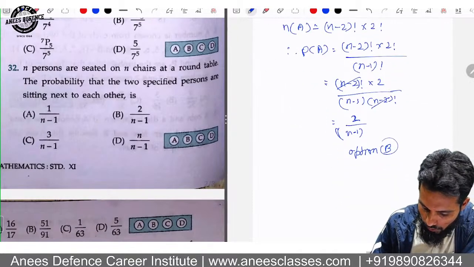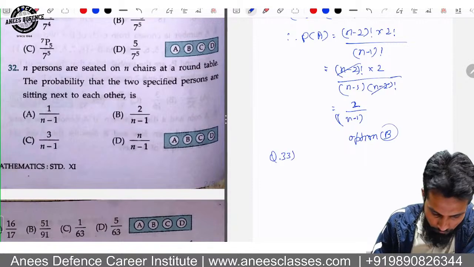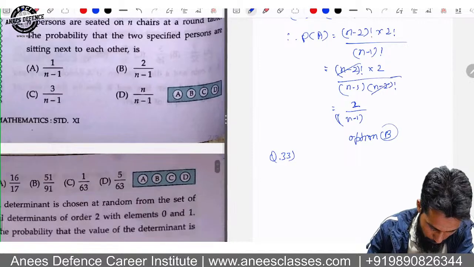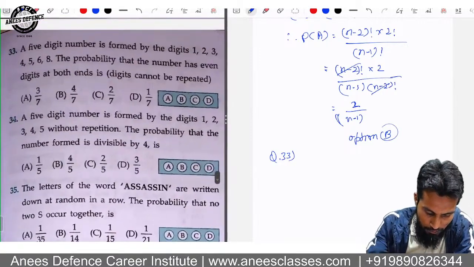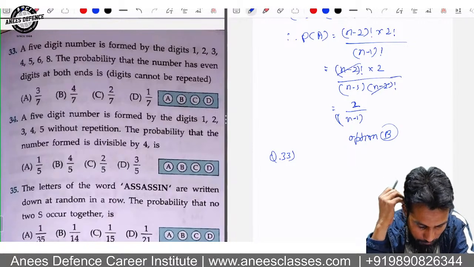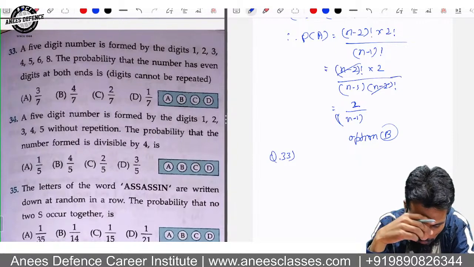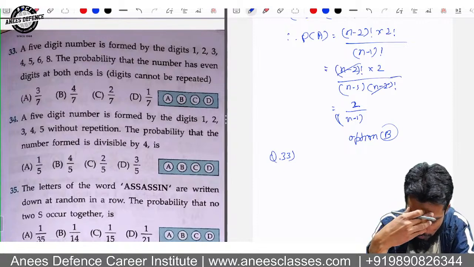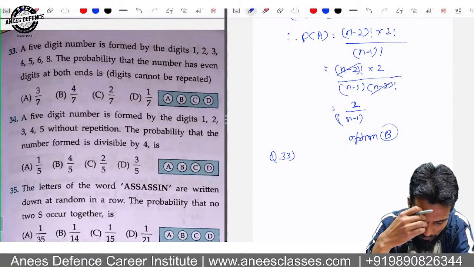Question 33 now. What are they saying in question number 33? See here. A 5-digit number is formed by the digits 1, 2, 3, 4, 5, 6, 8. See, 7 is missing. Be careful. The probability that the number has even digits at both the ends will be what? Okay, both the ends should be even numbers.